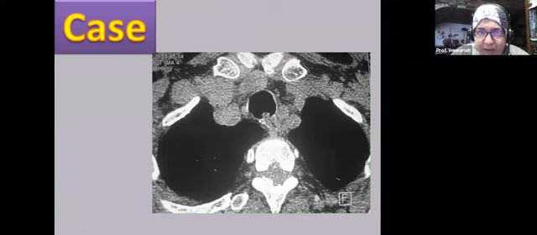This can be seen in sarcoid, can be seen in some cases of rheumatoids, not common, and also as a benign tumor.